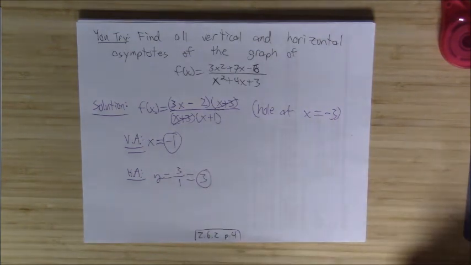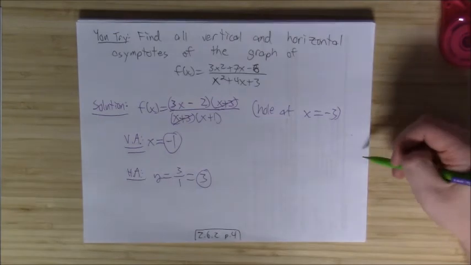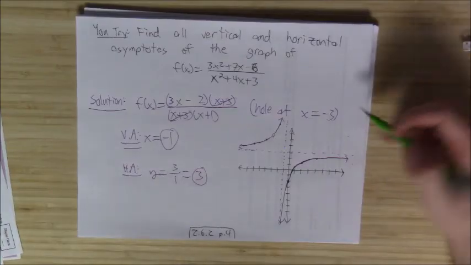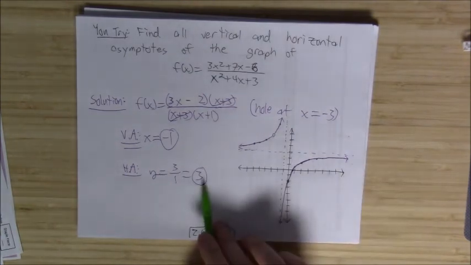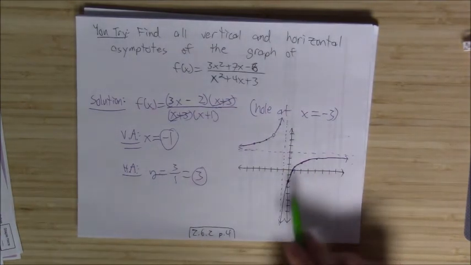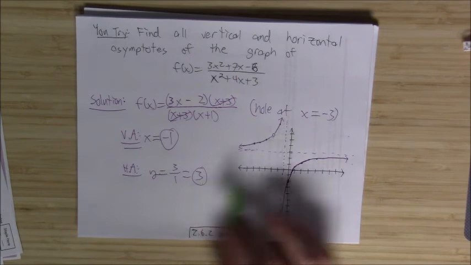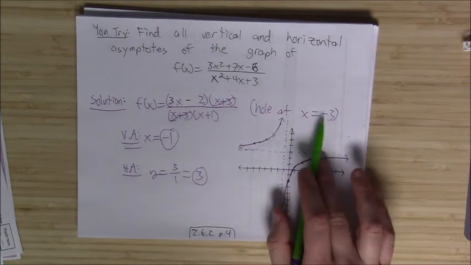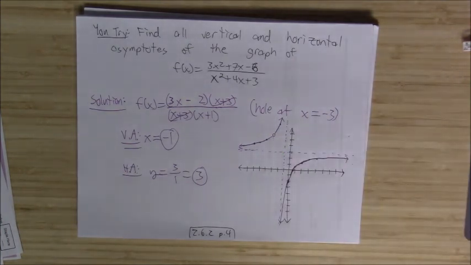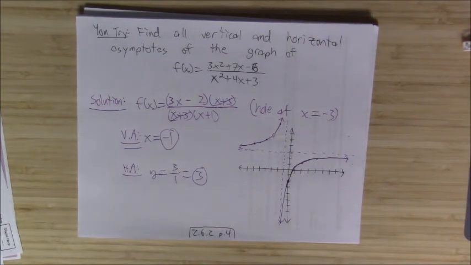If you'd like to actually see what this graph looks like, that's what it would look like. Again, notice the horizontal asymptote at 3. I plotted some extra points to help out. Vertical asymptote at x equals negative 1, and we even have a hole at x equals negative 3. Again, we'll see more of this in our next video.